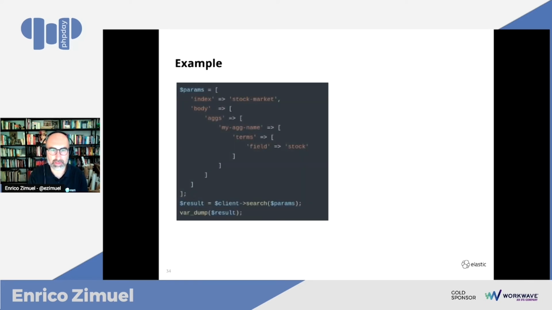Just a brief example: to perform an aggregation, again, we are always talking about the search function. You need to pass the aggs key, the name of the aggregation that you want to create, because this is basically a new property, a new field of the results, and you have to specify which field you want to aggregate.